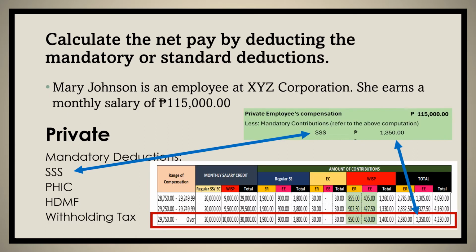To know the SSS contribution, we will look for the SSS table and check the range of compensation column to find where your monthly salary falls under. To find the employee's share to be deducted from your salary, check the column marked EE.